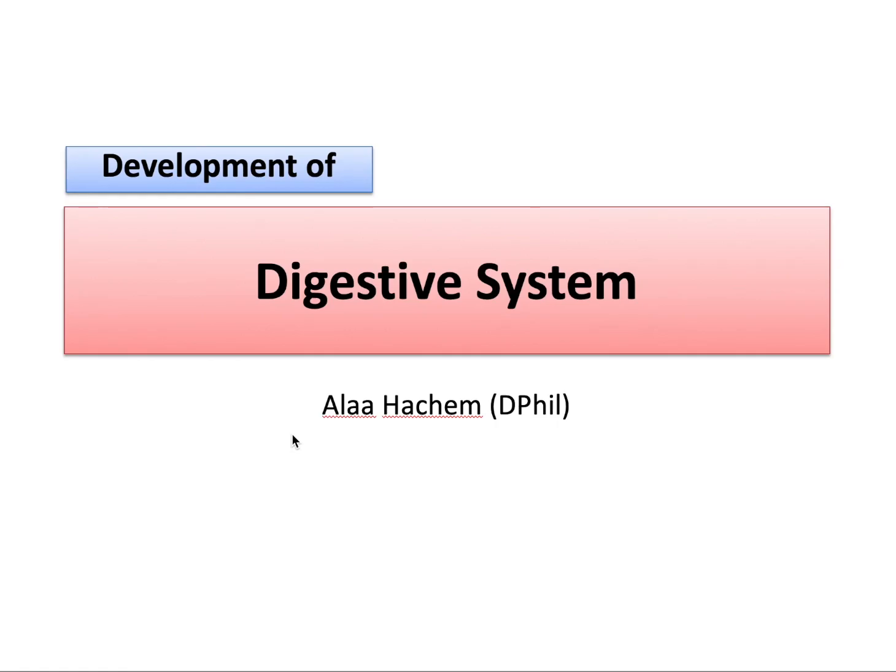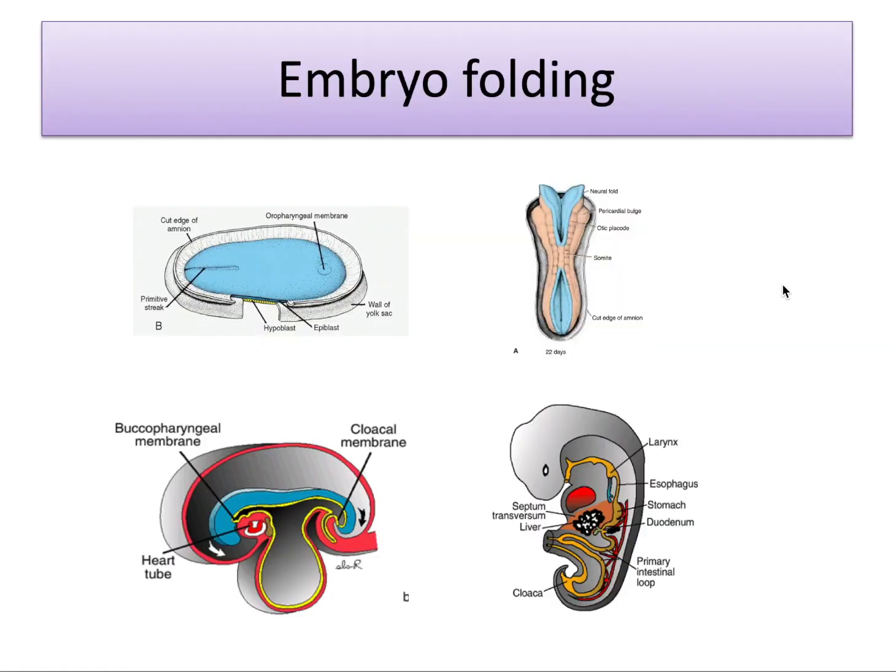All right. So today I will be speaking about the development of the digestive system. The digestive system starts to appear during the 4th week of development as a result of the cephalocaudal and lateral folding of the embryo, transforming the flat embryonic disc into a 3D structure.